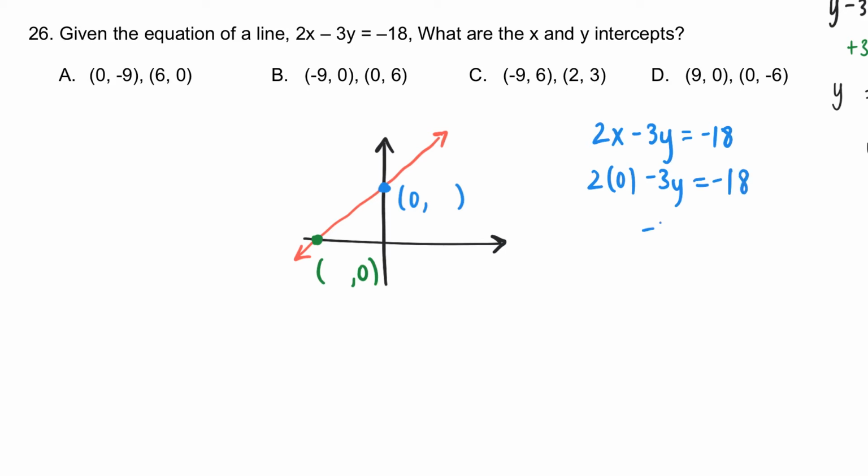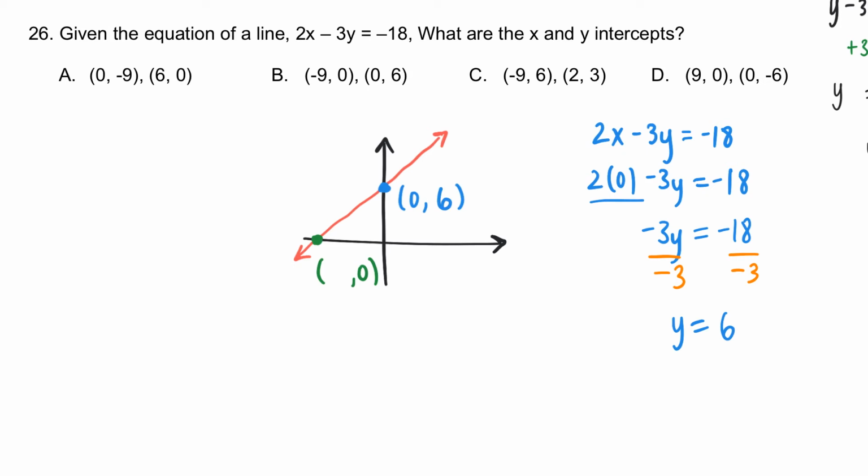And what is this? This is negative 3y, because this is 0, is equal to negative 18. Then if you divide by negative 3, trying to solve for y here, you'll get that y is negative 18 over negative 3, which is 6. So the y-coordinate there is 6.